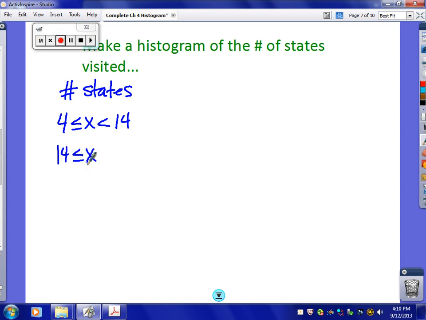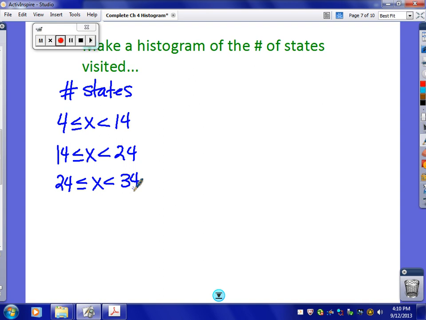Notice our classes should not overlap, but also should not have any gaps. We're going to add 10, so we're going to stop at 24. We're going to start our next class at 24, so 24 would be included in this third class. Alright, and we're going to add 10, and we get 34.